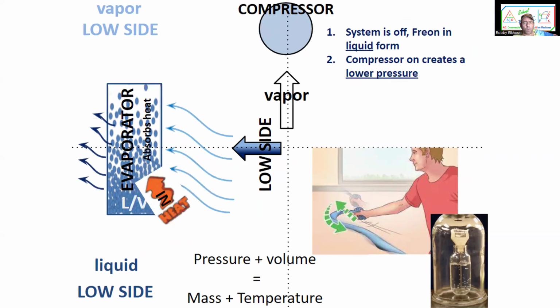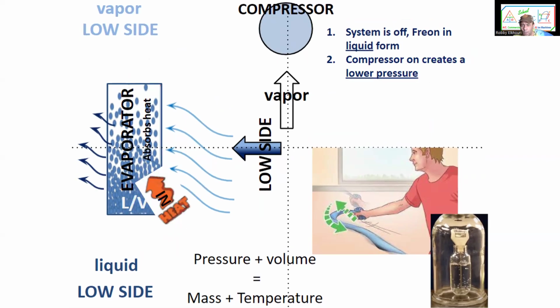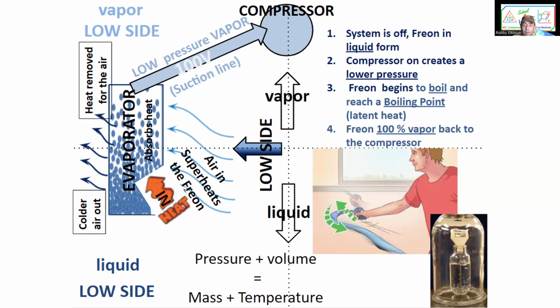Number one, the system is off, Freon in liquid form. Number two, the compressor creates low pressure, which causes the Freon to boil. Freon begins to boil and reaches the boiling point, and that's latent heat, a change of state. That's why it changed color to light blue. Freon is now 100% vapor out of the evaporator and back to the compressor. We better have 100% vapor to the compressor.